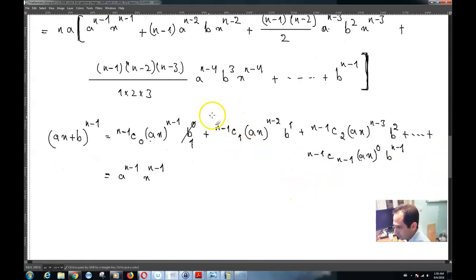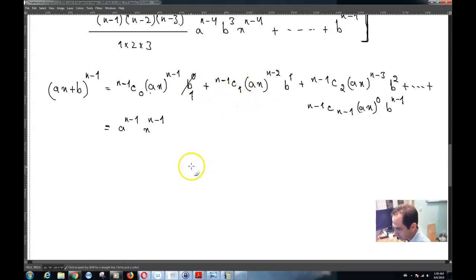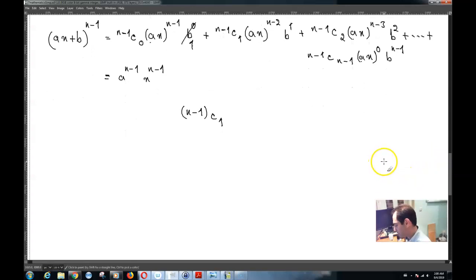Now, if you have, for example, n minus 1 combination 1, this is going to be equal to n minus 1, because when you write n minus 1 combination 1, what that means is that you have n minus 1 objects, and you want to take basically one object out of those n minus 1 objects. In how many ways can you do that?